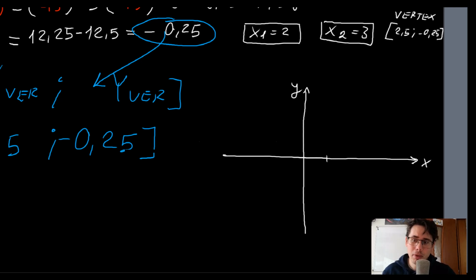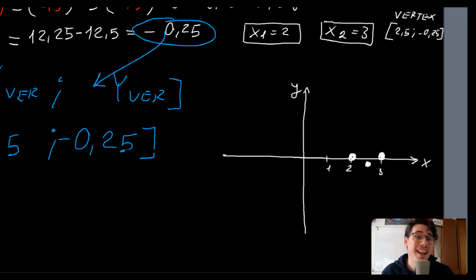So let me just put in 1, 2, 3. These are the 2 points, so it has 2 real solutions. And 2.5, minus a tiny bit, it's somewhere here. Here's the vertex. This point is the vertex.